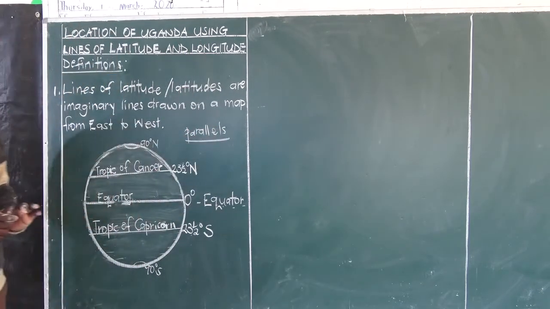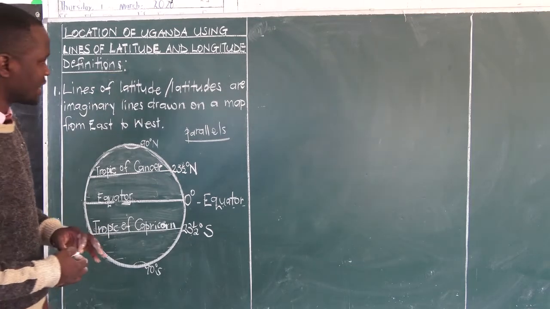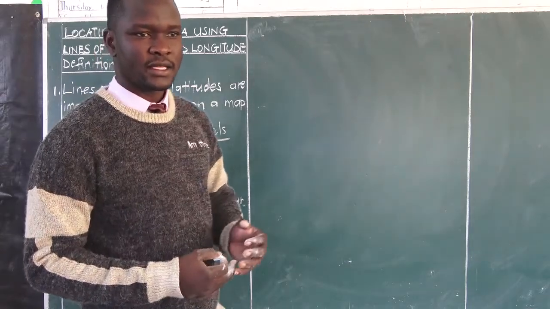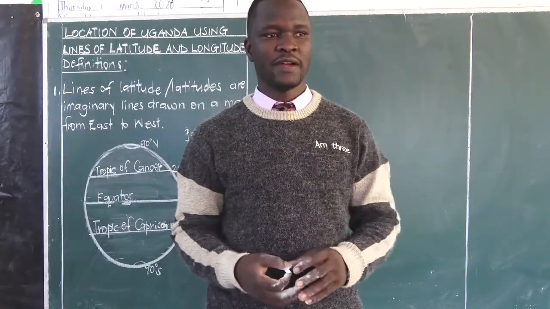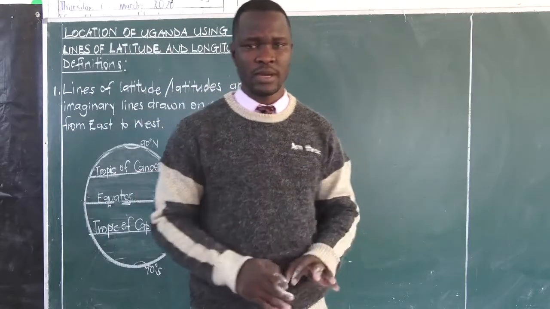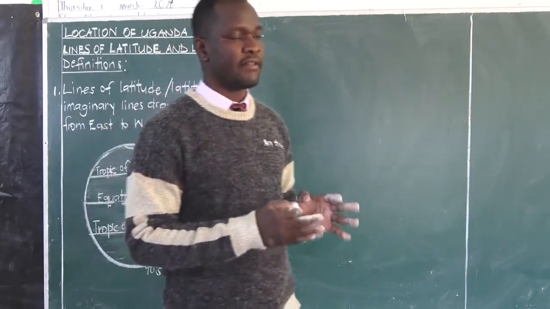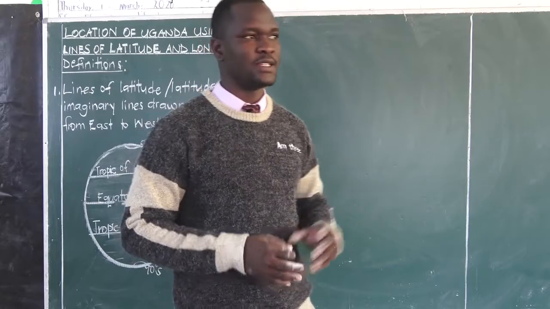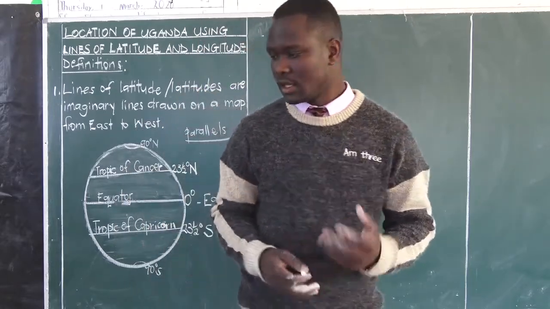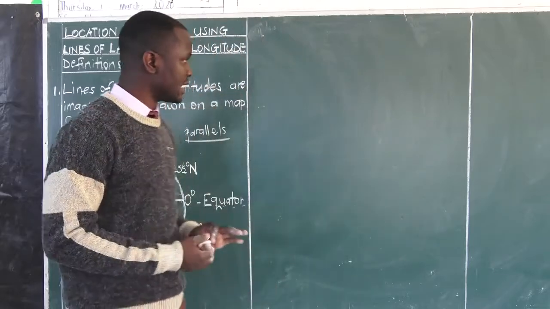So we continue. Uganda is crossed by the equator. That is what we need to understand. Uganda is that country which is crossed by the equator. And that's why we find that countries or areas which are crossed by the equator always receive direct sunlight. That's why Uganda has the abundant sunshine which is experienced in the country.